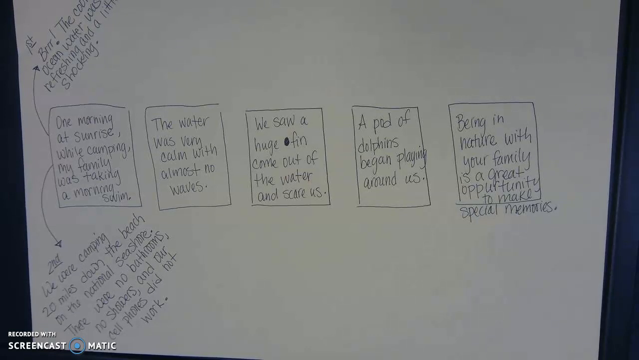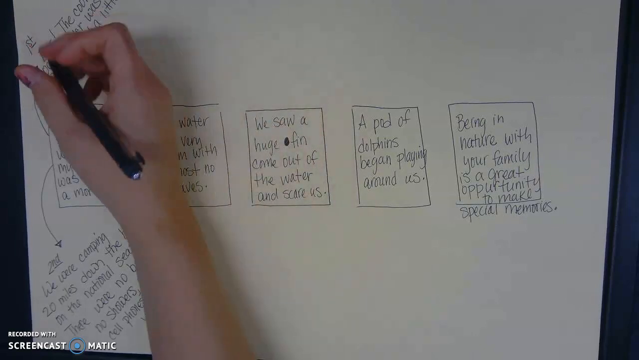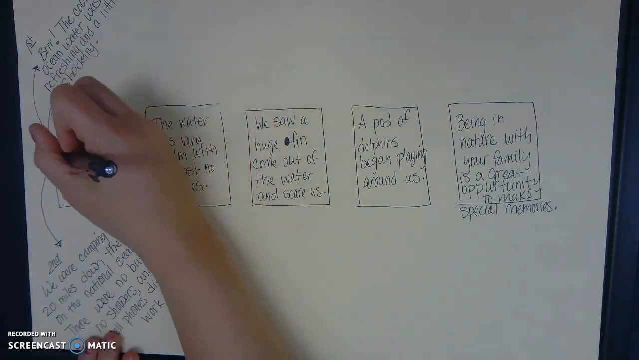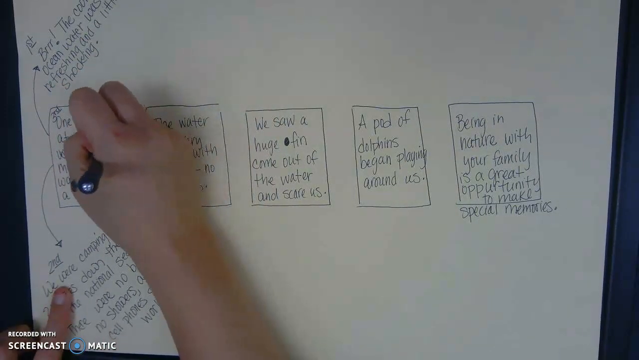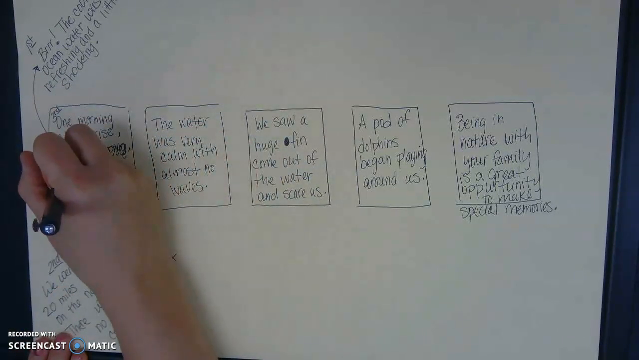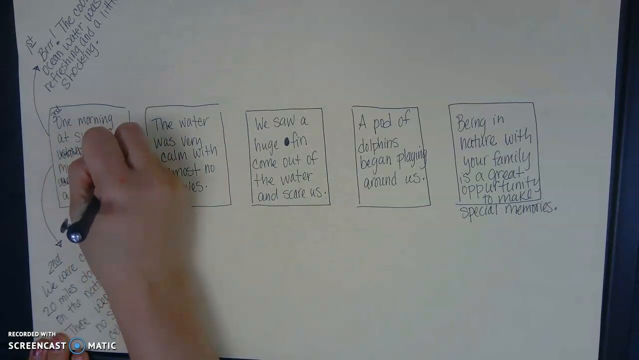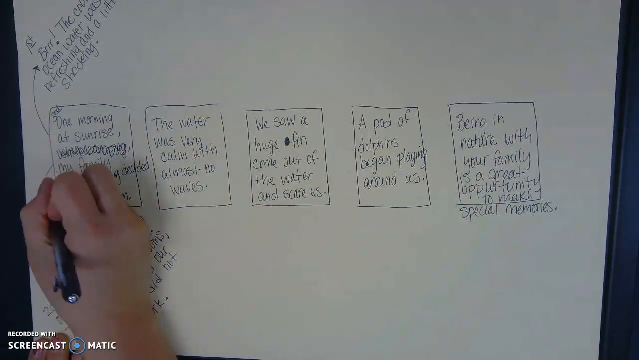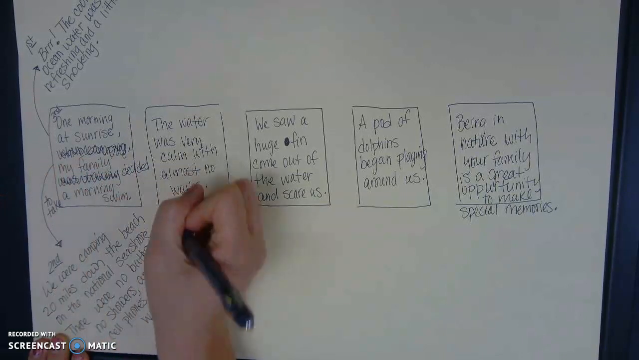All right, so far I have: burr, the cool ocean water was refreshing and a little shocking. We were camping 20 miles down the beach on the national seashore. There were no bathrooms, no showers, and our cell phones didn't work. So now, this is the third thing I'm going to say. One morning at sunrise, I'm going to take the camping part out because I already told you I was camping. One morning at sunrise, my family decided, that will sound better, decided to take a morning swim.